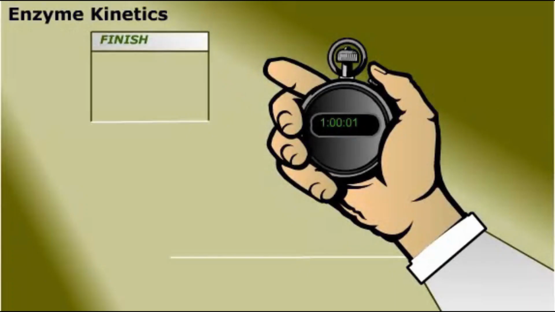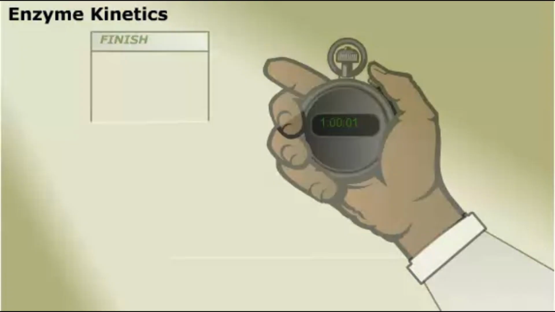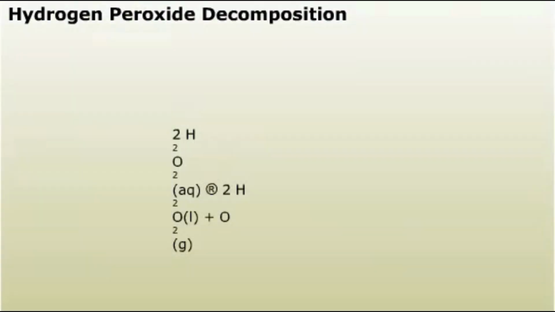Enzyme kinetics describe how reaction rates are measured. We can use enzyme kinetics to determine how long it takes an enzyme to convert a substrate into a product. Let's look at the conversion of hydrogen peroxide to water and molecular oxygen.